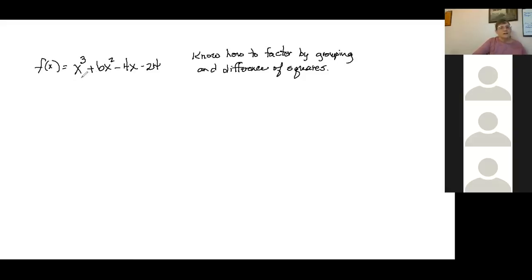So there's not going to be a lot of problems where you actually have to factor, but there's going to be a few. So if we're going to set this equal to 0 to find the zeros, first of all, we know the leading term here, because this one's multiplied out, is x cubed. We know it's positive and odd. So we know the graph is going to look something like this.